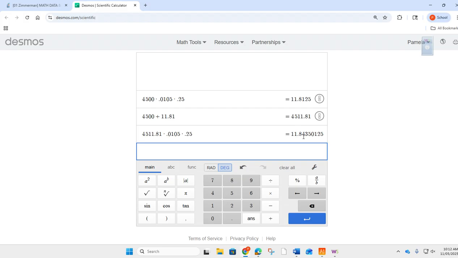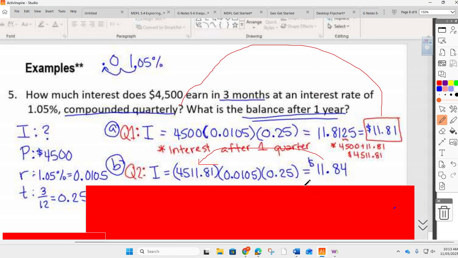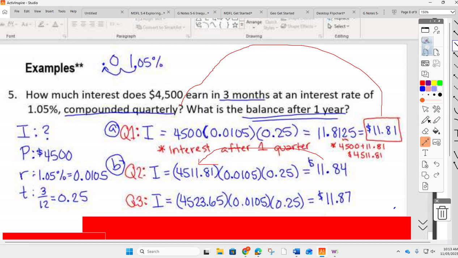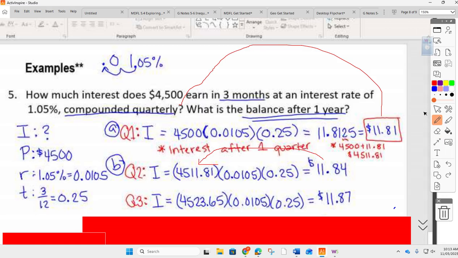It's going to be 1184. So I'm going to take this balance, 4511.81. I'm going to add the 1184 that I've rounded to the penny. And now this is going to be my beginning principal for my third quarter, my third compounding period. So that's where this number comes from. So we're going to add that 1184 to the 4511, but your calculator will do all of that for you if you'll practice using it. So plus 4511.81, that's 4523.65, right? And that's where we get this number.